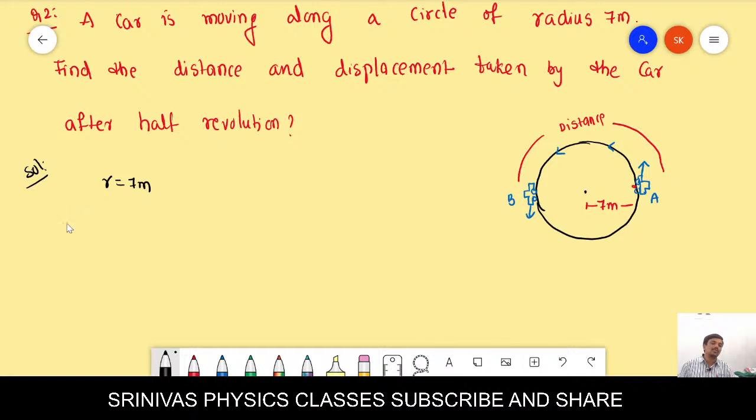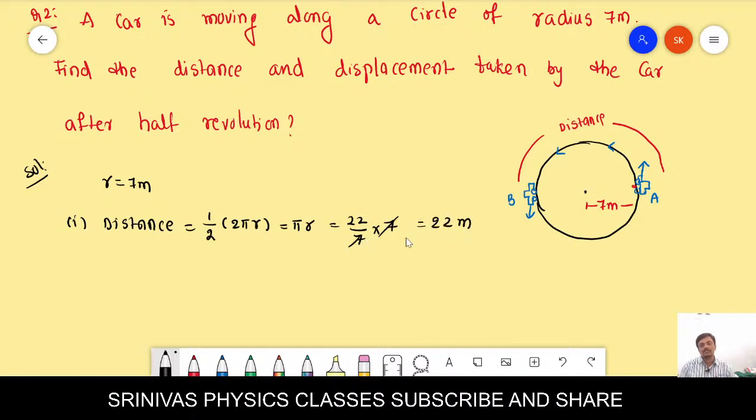After half revolution, distance is the length of the actual path. Full circle length is 2 pi r. But it covers only half revolution, it moves from here to here. Half the circumference is pi r. It travels only pi r distance, where pi is 22 by 7 and r is 7, it will cancel. You will get 22 meters.